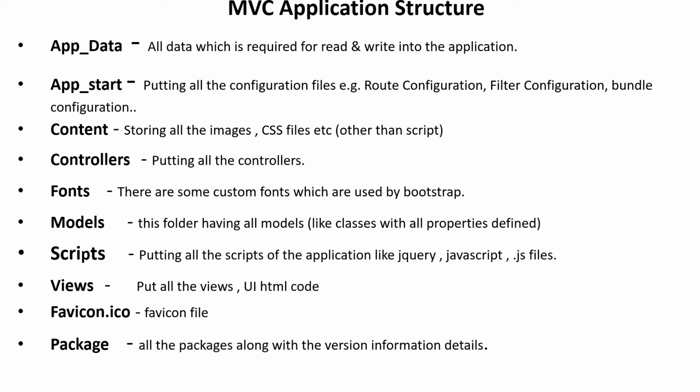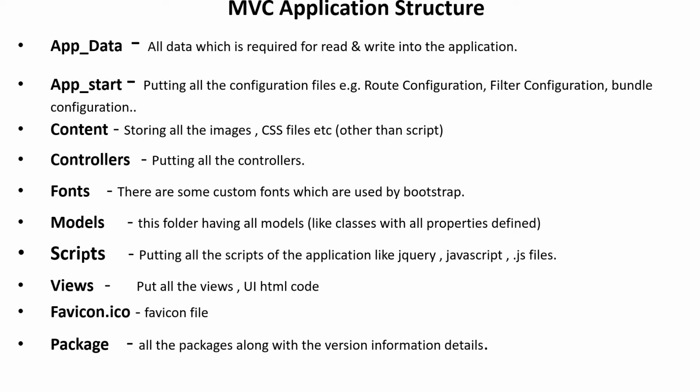Now the next one is packages. This is the most important part. In this, we put all the packages along with the version information details, right? Let's suppose in the future we want to upgrade our application, so we can go into this packages file and see all the information, which version is currently being used in this application, and which .NET framework this application is targeting. So according to our need, we can upgrade our application, right?